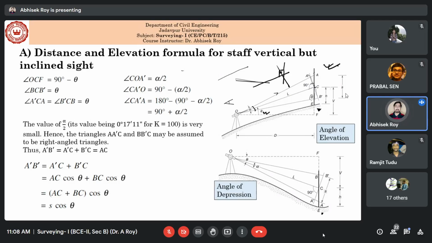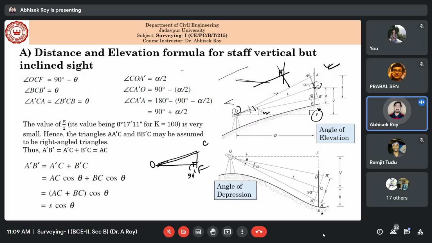For that, what we have to do? We have to first look at this triangle. You can see OCF, this part, OCF. So if you look at this triangle, this is O, this is C, and this is F. F is the extended portion of this vertical staff and the horizontal line. If I extend from O to F, this angle obviously will be 90 degree.